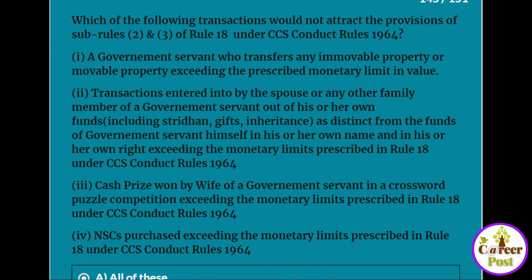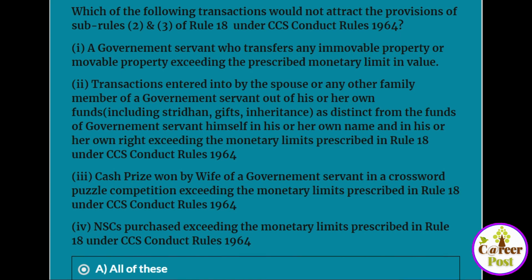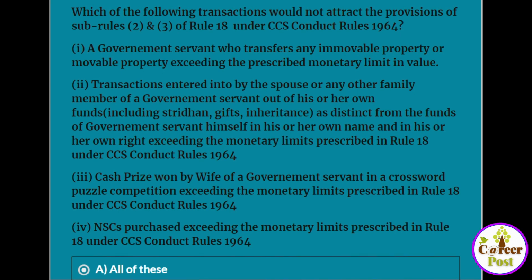Which of the following transactions would not attract the provisions of sub-rules 2 and 3 of Rule 18 under the CCS Conduct Rules? First, a government servant who transfers any immobile or mobile property exceeding the prescribed monetary limit in value. Second, transactions entered into by the spouse or any other family member of a government servant out of his or her own funds, including gifts and inheritance, as distinct from the funds of the government servant himself in his or her own name and in his or her own right, exceeding the monetary limits prescribed in Rule 18. Third, a cash prize won by the wife of a government servant in a crossword puzzle competition exceeding the monetary limits prescribed in Rule 18. NSC purchased exceeding the monetary limits prescribed in Rule 18.